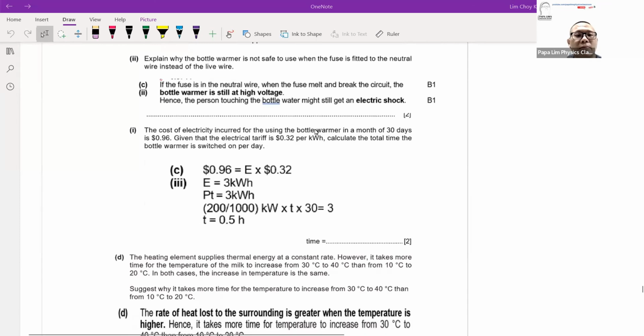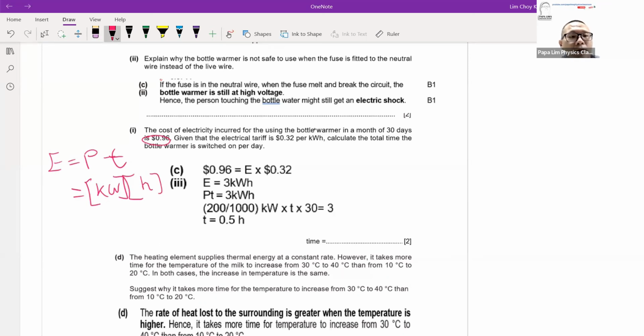In this particular section, we look at the costing. Whenever we look at the cost of electricity, we always work from the angle of energy first. Energy is power times time. So when we look at cost, we need the energy used. We always like to keep the unit for power in kilowatts and the time in hours, because when we look at costing, we look at energy use in terms of kilowatt hour.